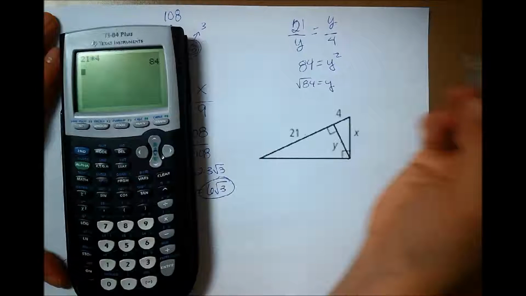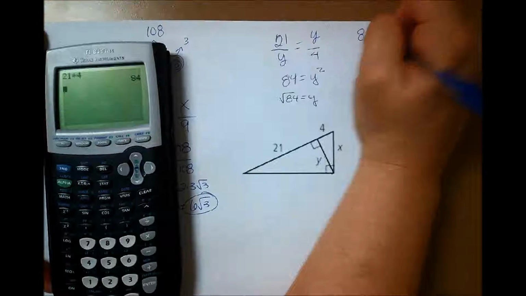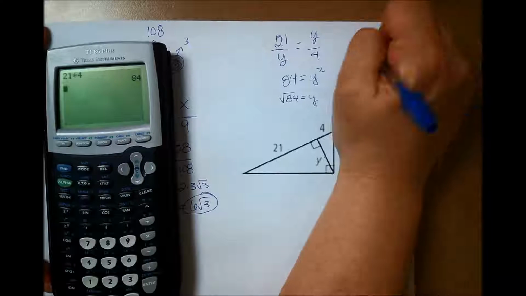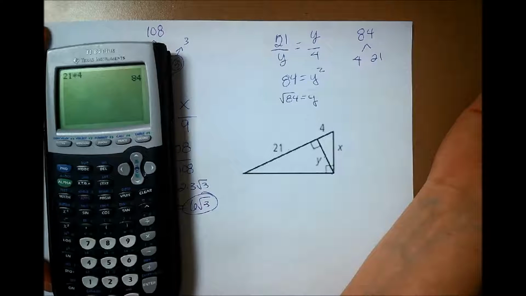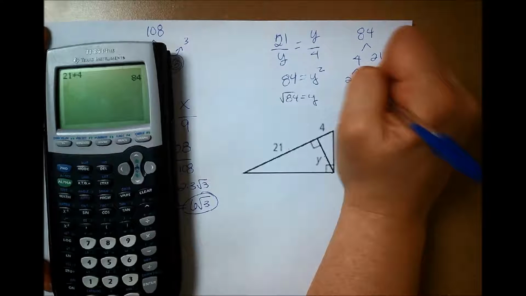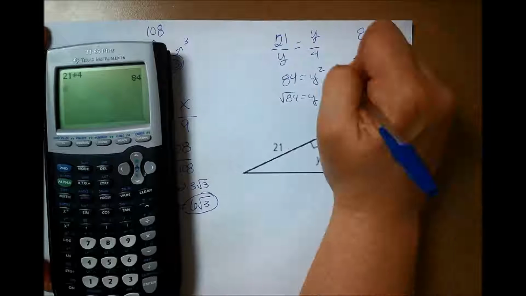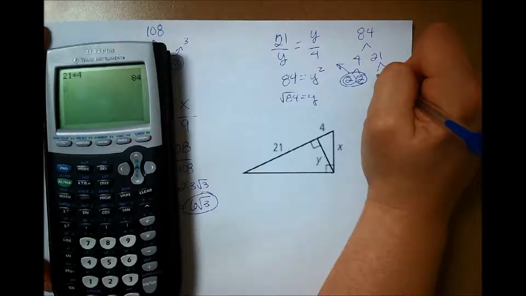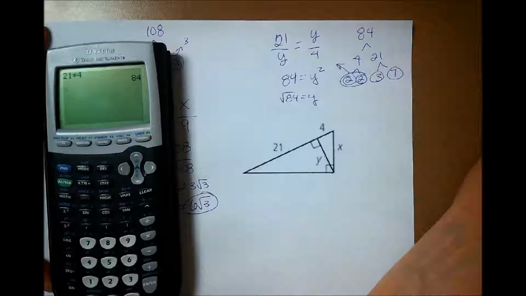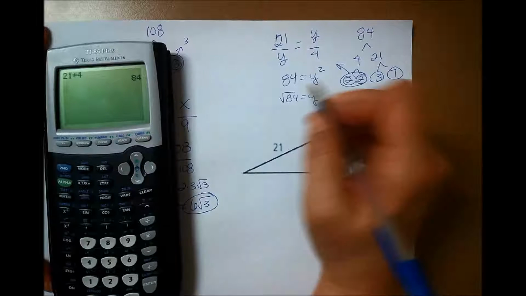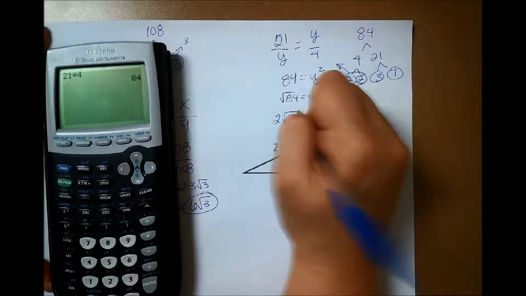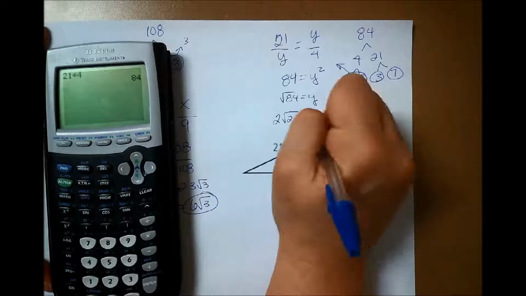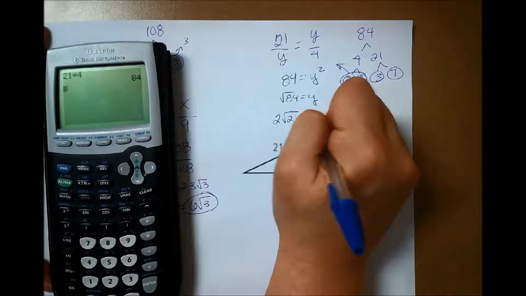Let's do that up here. Way up here. Looking for some free space. So 21 times 4. 4 is 2 times 2. Got a pair. They're breaking out. And 21 is 3 times 7. So the 2 comes out. 3 times 7 is 21. So 2 square root 21 is y.